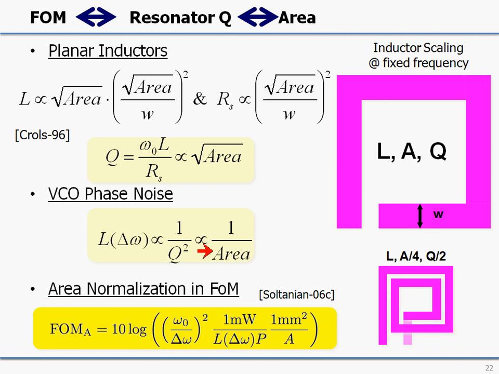This is, of course, under the assumption that the inductor is dominating the quality factor of the tank. In that case, if we want to compare oscillators or if we want to get an estimate of what performance we can expect, we can use an area normalization in the FOM, and that is given here in this expression.